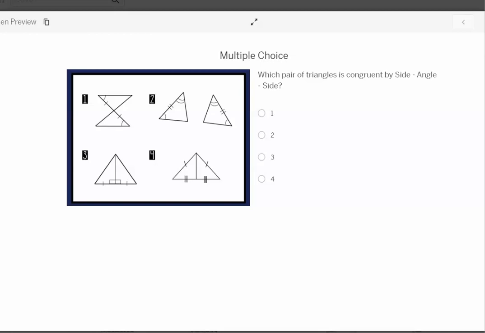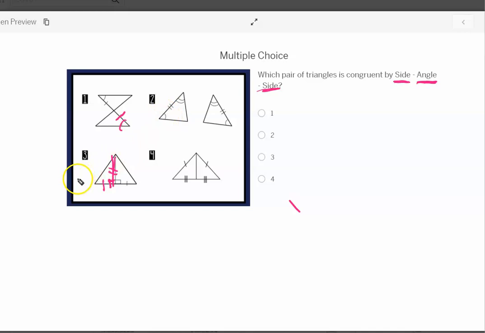It says, which pair of triangles is congruent by side, angle, side? Remember, whenever we're looking at these triangle congruence theorems, these have to be in order. The side has to touch the angle, which has to touch the other side. So number 1, we have one side and one angle, so obviously can't be that. Number 2, we have a side and an angle, and this one is the same between both of them, so that could be my second side.